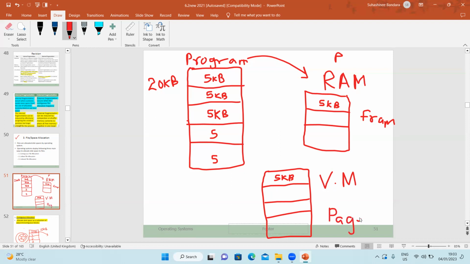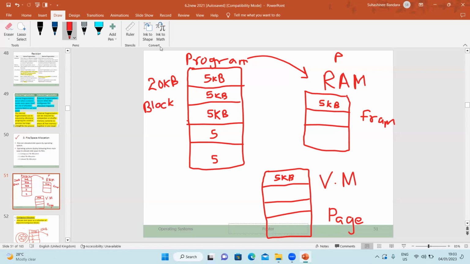Look at the words we are using. When it comes to virtual memory, we call them pages. When it comes to the random access memory, we call them frames. When it is in the program, we call them blocks. Okay. So my file was 20 KB. That is partitioned, broken into 5 KB blocks. Altogether, how many?